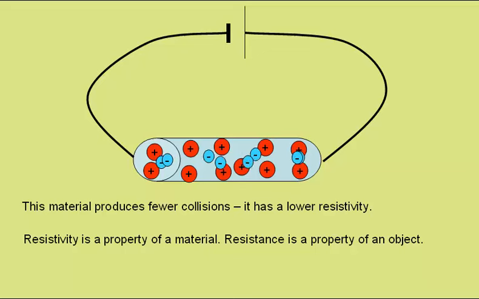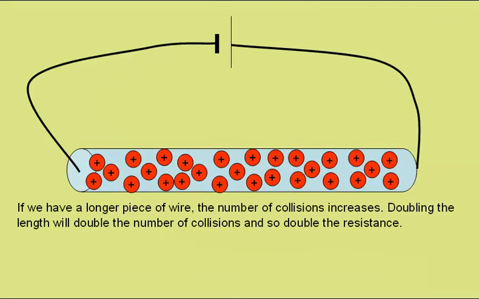Resistivity is a property of a material, whereas resistance is a property of an object. With a longer piece of wire, as we have here, the number of collisions will increase. And if we double the length of wire, we will get double the number of collisions, and therefore double the resistance. This tells us that resistance is directly proportional to length.